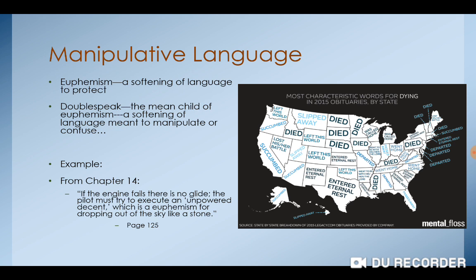That they are trying to protect you. You might say, well, that's actually doublespeak because they're trying to confuse everybody. But I think at that point, they don't want to say, we're crashing, right? It just sounds better to say an unpowered descent. And so that is an example of, and Preston even names it for you, a euphemism. And he says for dropping out of the sky, there's your simile, like a stone. However, he means it might crash. Okay, so that's some examples of manipulative language.